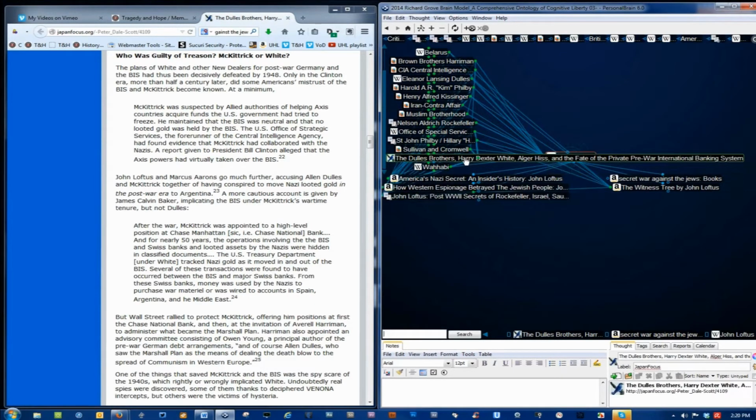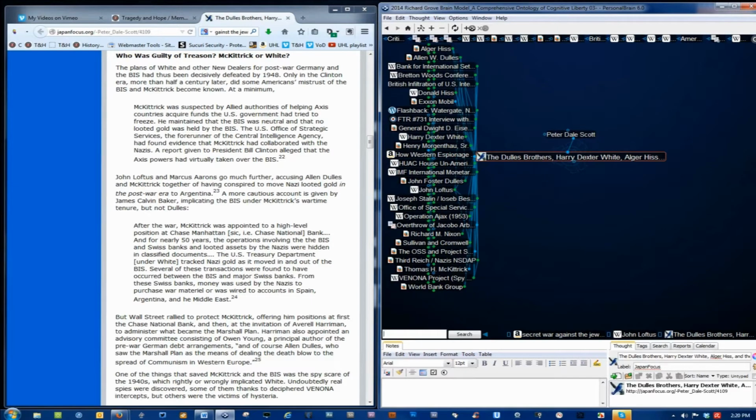But Wall Street rallied to protect McKittrick, offering him positions, at first at the Chase National Bank and then, at the invitation of Averell Harriman, to administer what became the Marshall Plan. Harriman also appointed an advisory committee consisting of Owen Young, a principal author of the pre-war German debt arrangements, and, quote, "of course Allen Dulles, who saw the Marshall Plan as the means of dealing the death blow to the spread of communism in Western Europe," end quote.